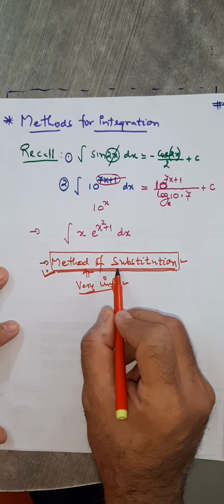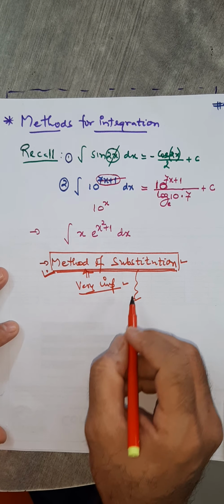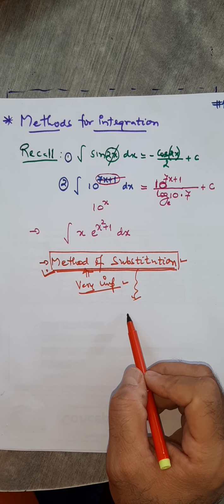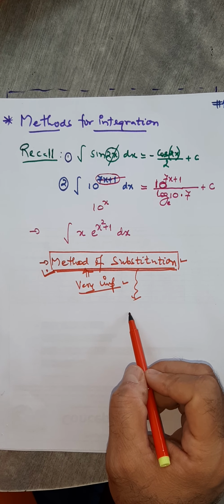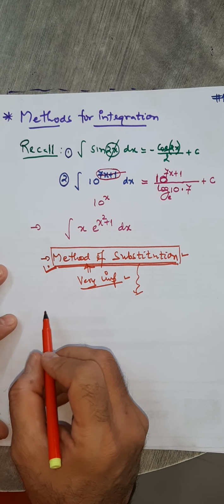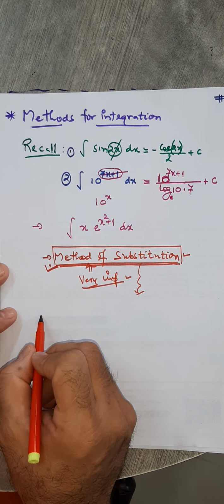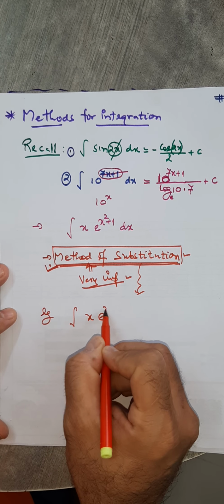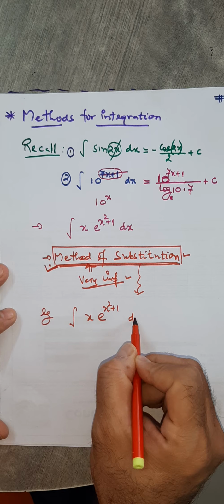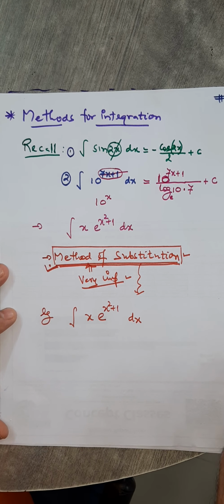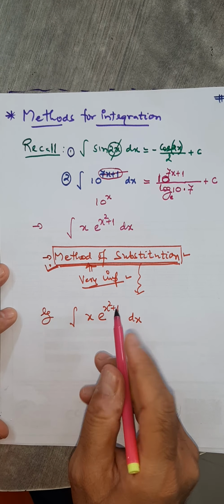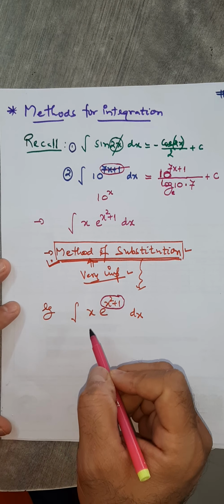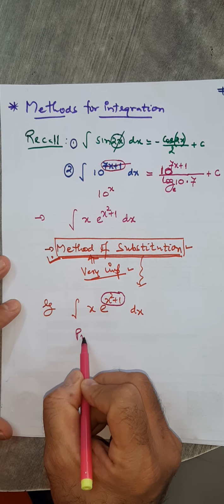What do we mean by substitution? We take some new variable. It depends upon the question. You will realize as we move further, and we reduce it to the standard form. For example, I'll take this one only. Let me take this question: x into e raised to x square plus 1 dx. You cannot integrate e raised to x square plus 1 directly, but if I have an x here, then I can integrate. So what I'll do, this is called substitution.